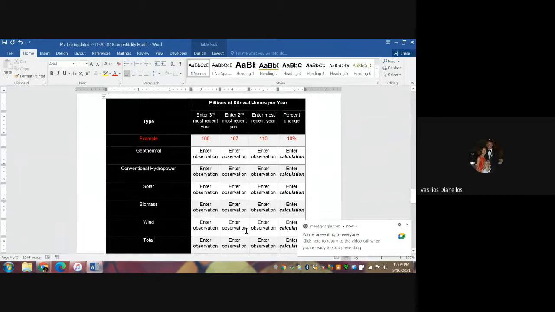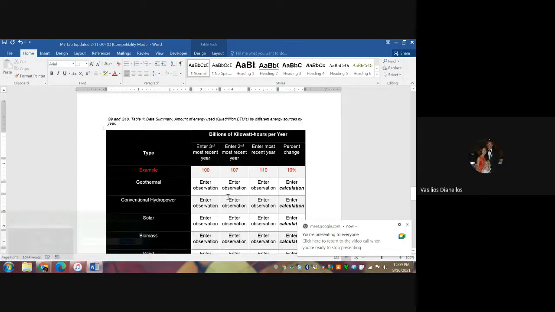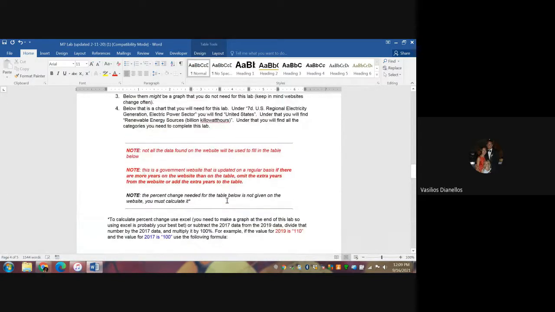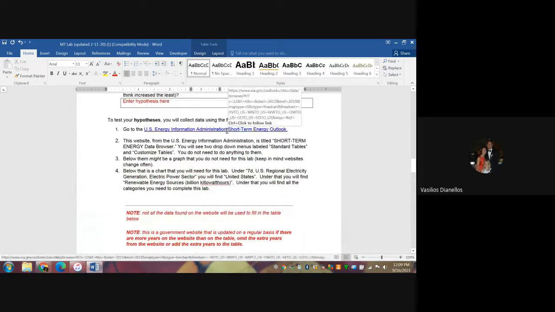We want to look at the most recent 3 years that are available on the website, which I will show you shortly. And we're going to collect data from that website and put it in here. So let's take a look at the website. I've already clicked on it, but as you're going through the lab, you'll see the link that you can use right here. So click on this link.